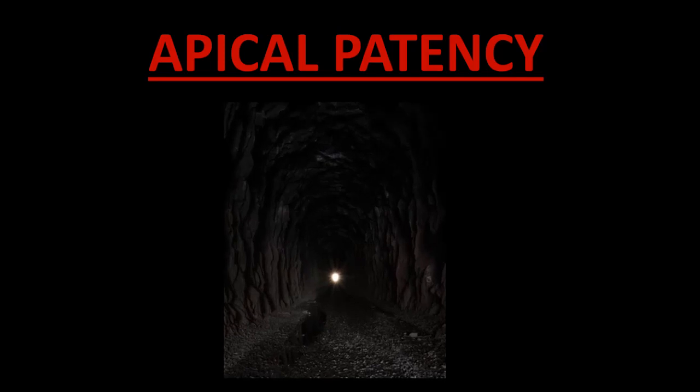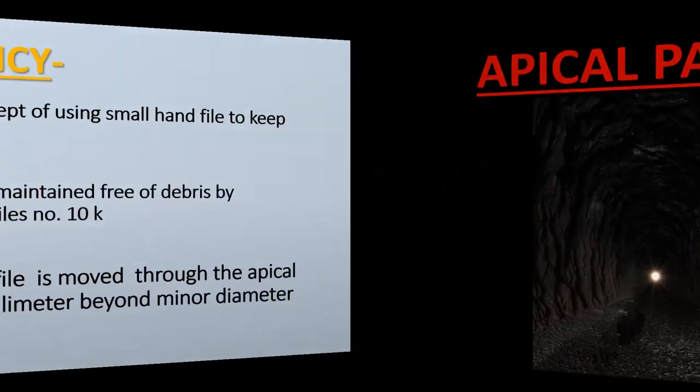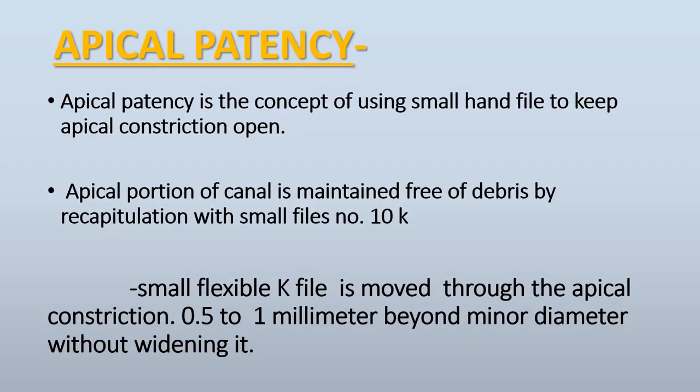Coming to the apical patency. This is a very important step during the glide path preparation. Apical patency is a concept of using a small hand file to keep the apical constriction open. The apical portion of the canal is maintained free of debris by recapitulation with small files, number 10K. A small flexible K file is moved through the apical constriction 0.5 to 1 mm beyond the minor diameter without widening it.